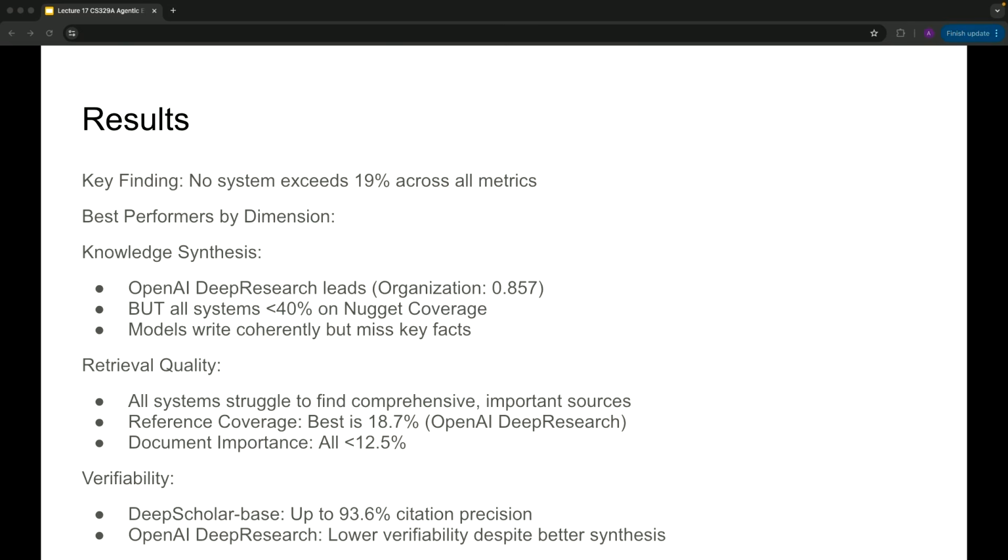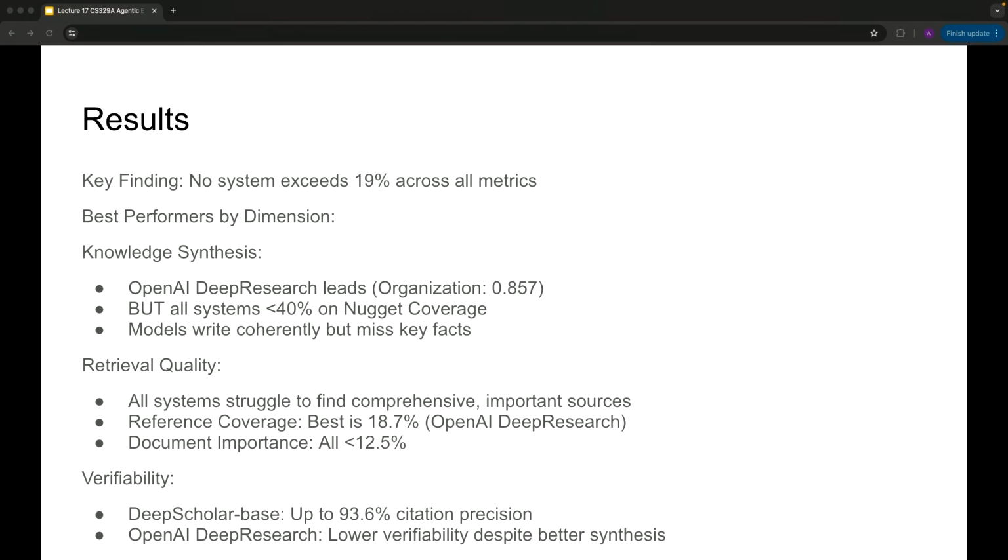In terms of, if you look at each of these axes on which they are breaking down the model performance, in terms of knowledge synthesis, they found that OpenAI Deep Research does a pretty good job, but almost all of the models consistently miss key facts, even though they write coherently. So it's great English, but not necessarily covering all the key facts.